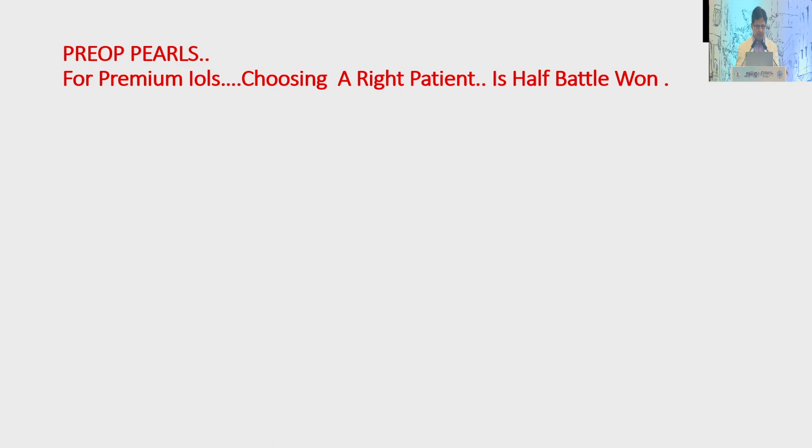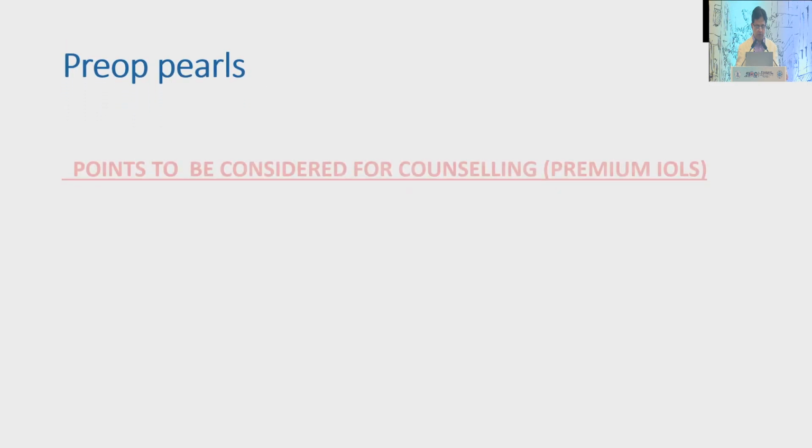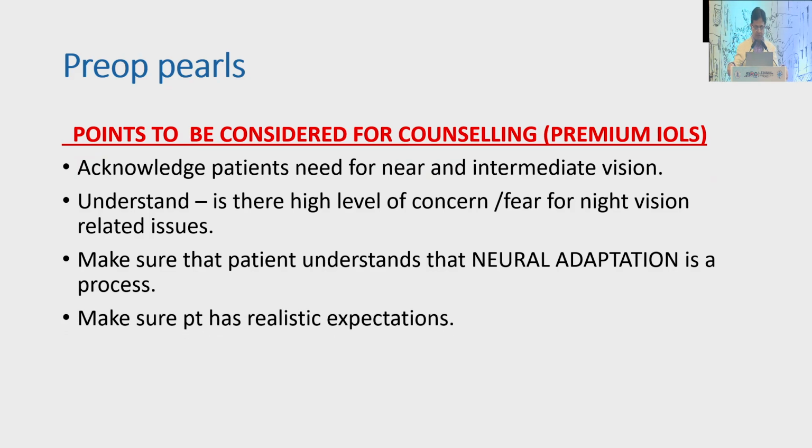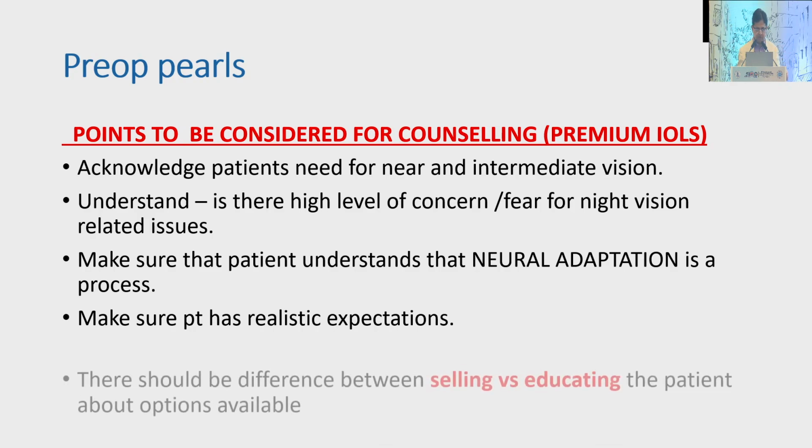Now, pre-op pearls for premium IOLs: choosing the right patient is half the battle won. Points to be considered for pre-op counseling for premium IOLs: acknowledge the patient's need for near and intermediate vision. Understand whether there is any high level of concern or fear of night vision related issues. Make sure that the patient understands that neural adaptation is a process, and also that the patient has realistic expectations. If a patient is asking too many questions, or is becoming more of an advocate, avoid such patients.